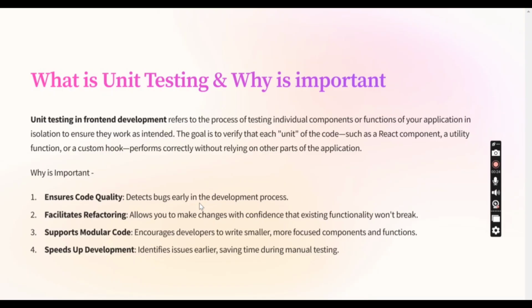Unit testing is basically the process of testing individual components or functions of your application. The main goal of unit testing is simple: to cover each and every line of code of our component or function. For example, you have a login form. What scenarios can happen? You need to cover all the scenarios you are testing.